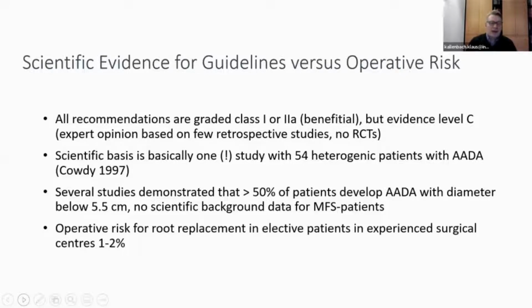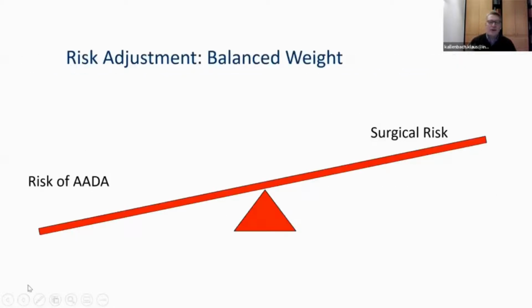On the contrary, several studies have demonstrated that more than 50 patients develop aortic dissection already with a diameter less than 5.5 centimeters, and there is actually no scientific background data for Marfan patients. On the other hand, the operative risk for root replacement in elective patients in experienced surgical centers is today 1 to 2%. If you look at the next slide, you must think of the balance of the risk. You have the risk of acute aortic dissection, which is very difficult to judge, but you have the surgical risk, and the surgical risk is getting lower and lower during the last 20 years. Today, with 1 to 2%, the risk is lower than actually for coronary bypass surgery.